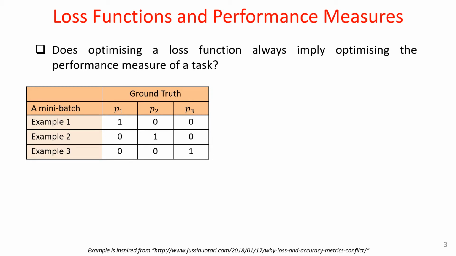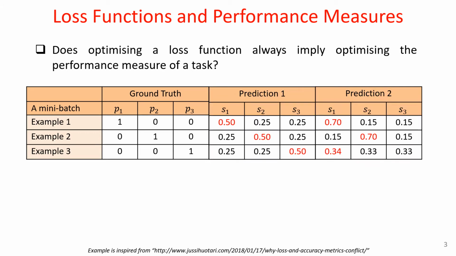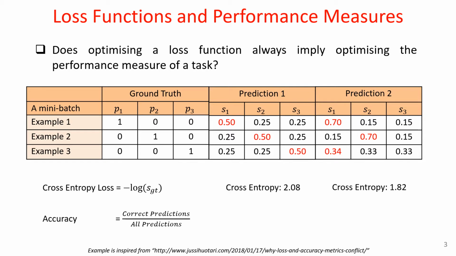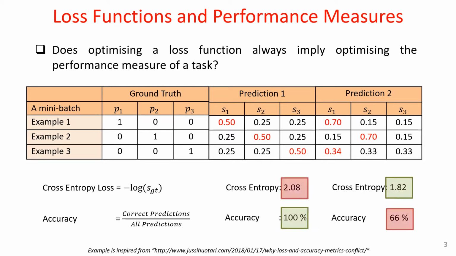Let's assume that we have three different classes and three examples, each of which belongs to a different class. And during training, we obtain two different sets of predictions of these three examples, prediction 1 and prediction 2. Comparing prediction 1 and prediction 2 in terms of cross entropy and accuracy, we can observe that while prediction 2 has a lower loss value, prediction 1 has a higher accuracy. This presents a counterexample on a case where optimized loss function may not optimize the performance measure.